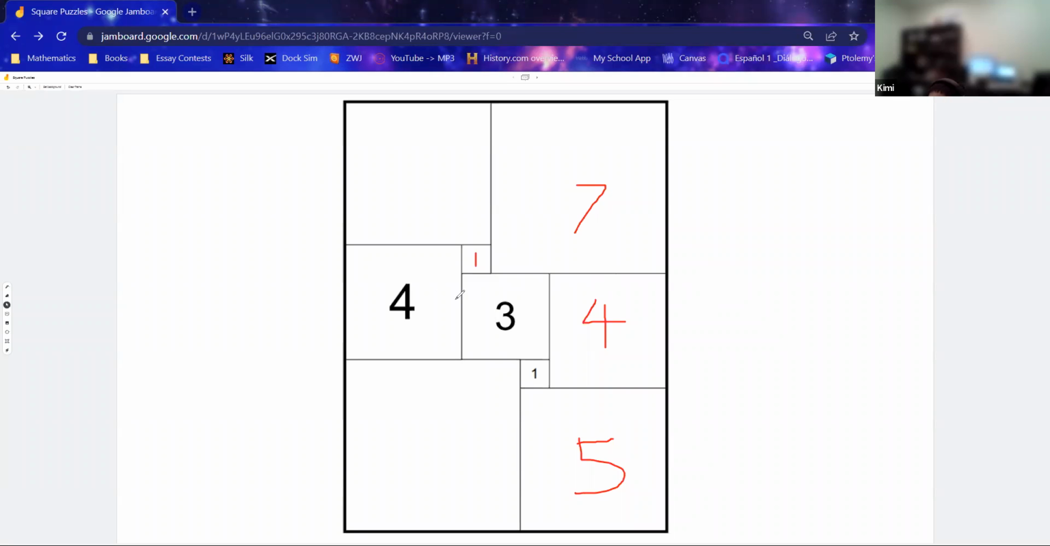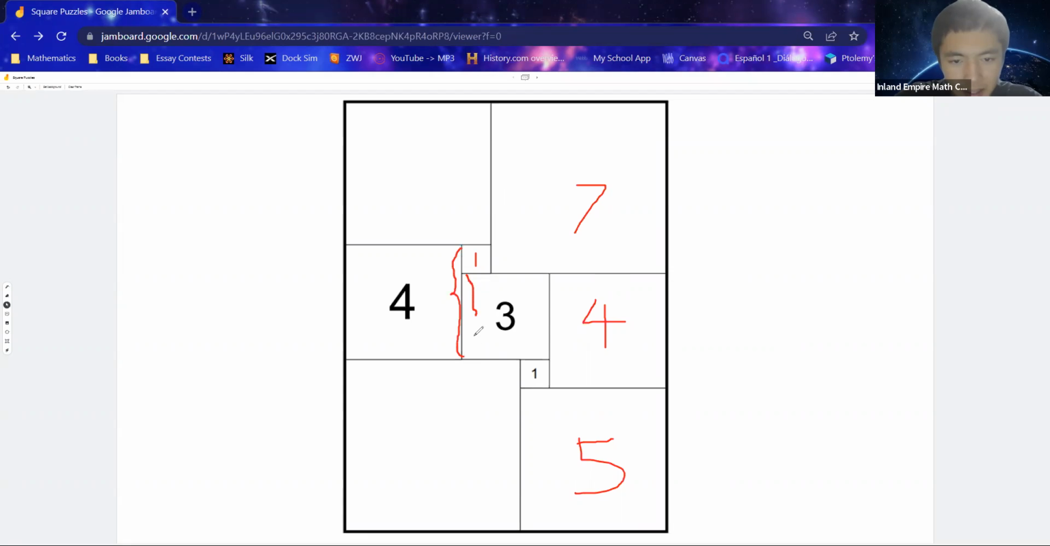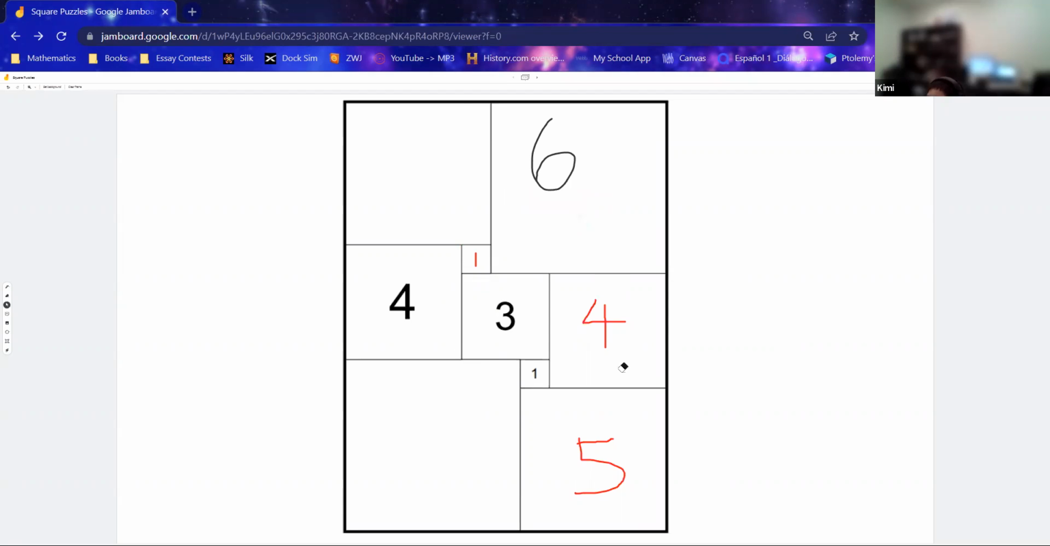Exactly. For anyone that didn't quite catch it, Joyce is saying that since this is 4 and this is 3, we know the difference has to be 4 minus 3, which is 1, right? So, yep, Joyce, you are very correct. Kimmy, does that make sense? Yeah, which means that is 6 instead of 7.